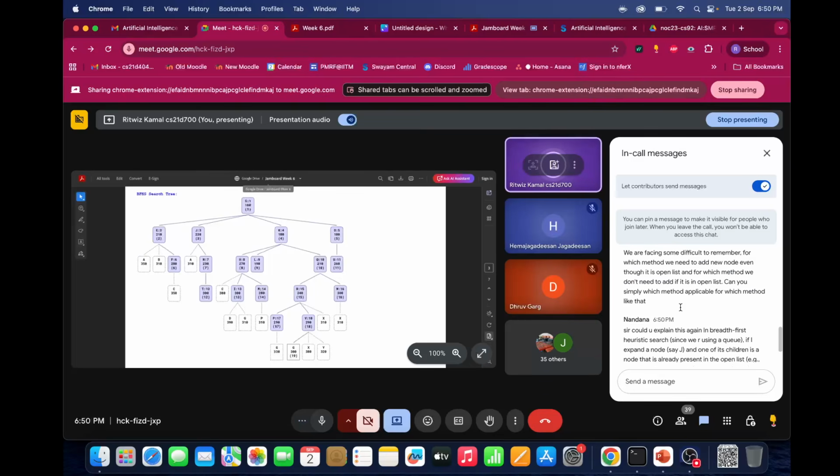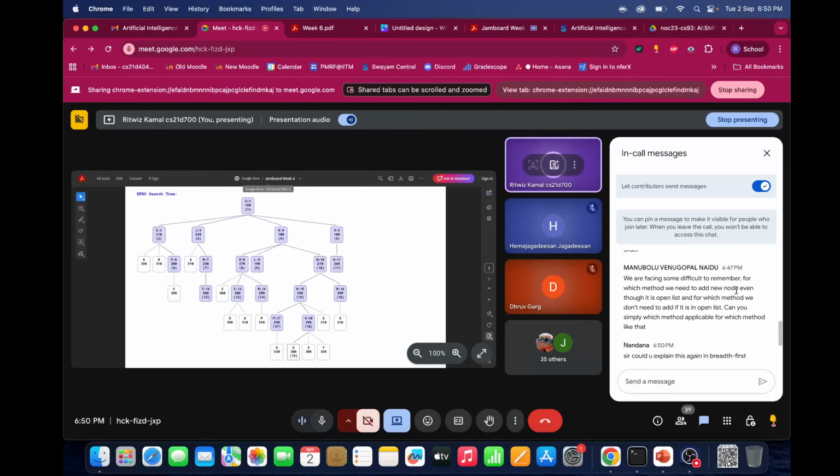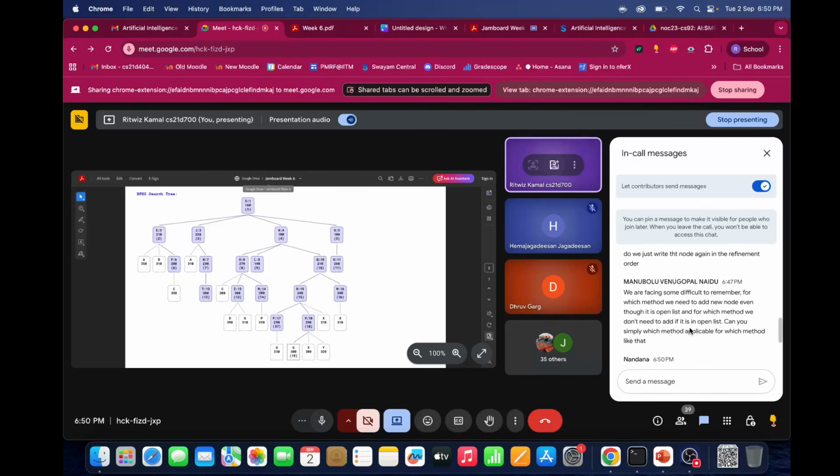We are having some difficulties: which method do we need to add a new node to the open list even when it is already there, and which method we don't need to add it? So I get your confusion. The only way to get this confusion resolved is by practice.